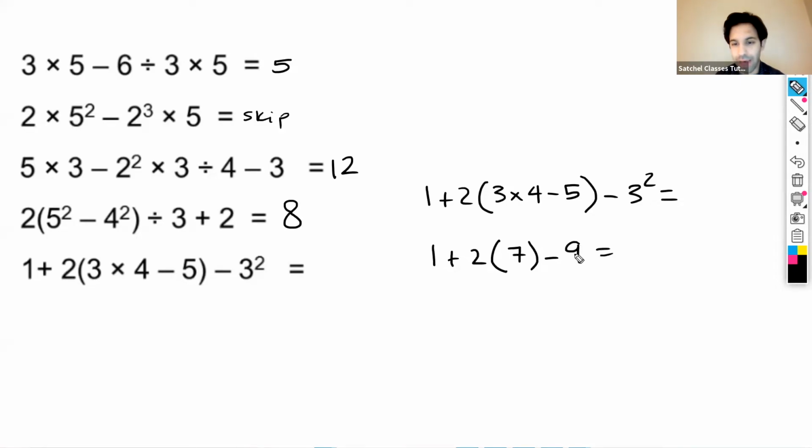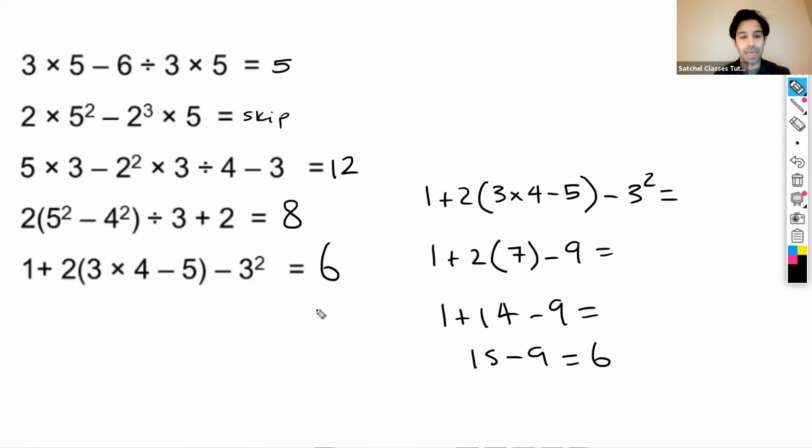So we can deal with that over here. Now expand the bracket. So that's going to be 1 plus 14 minus 9. So that's going to be 15 minus 9, and 15 minus 9 is going to be equal to 6. So the answer to the last problem is 6.